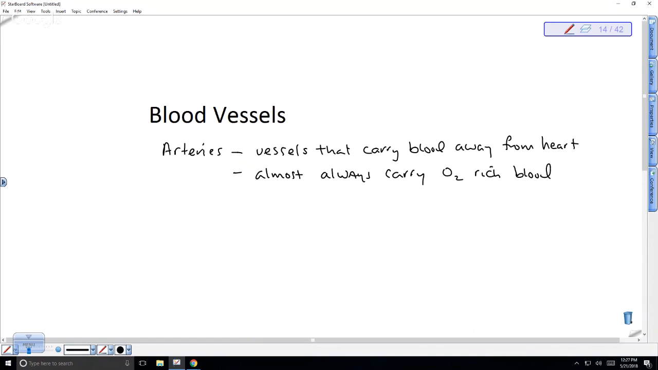Can anybody think of an artery that would not be carrying oxygen-rich blood? Carrying it away from the heart? What are the two circuits of circulation that we have? We have the systemic, which is the body, and then where does it go out to? The one that goes to your lungs, yes. So arteries that are carrying blood to the lungs are O2 poor. So pulmonary arteries.